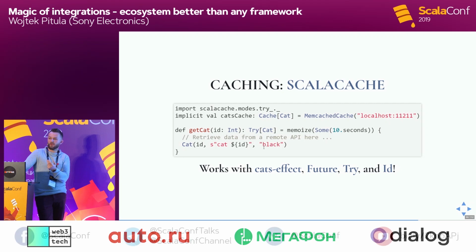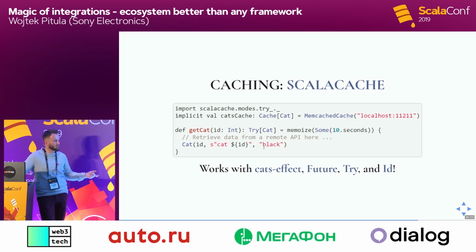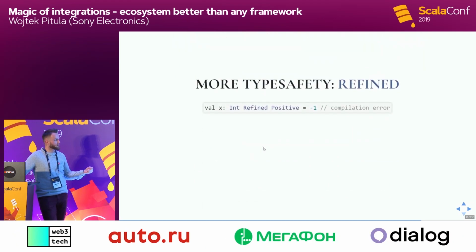If you have a very slow API and you want to cache stuff, you can use ScalaCache. It's compatible with Cats Effect, but it's also similar to STTP. It works with futures, tries, IDs, and other stuff. So it's very, very generic.